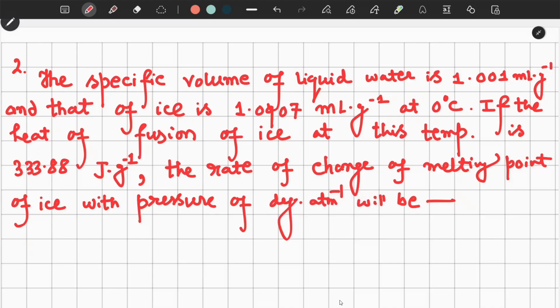Okay, this may be written as degree. That means degree Celsius, degree Kelvin, or degree Fahrenheit, anything. The change will be the same. Now try, otherwise I will do it.